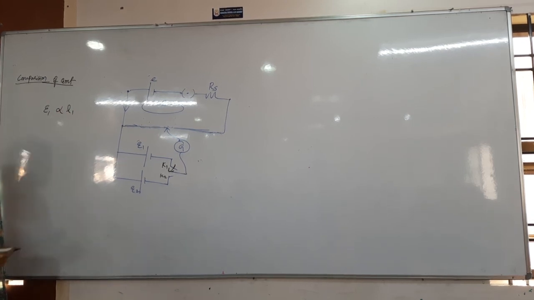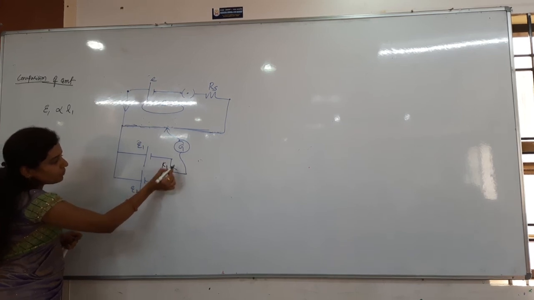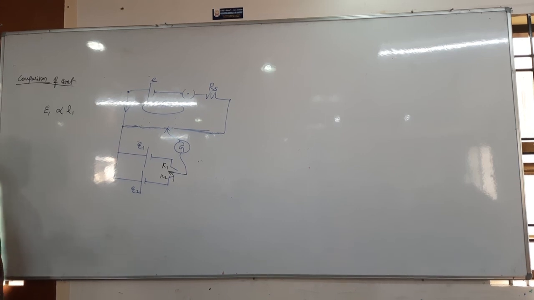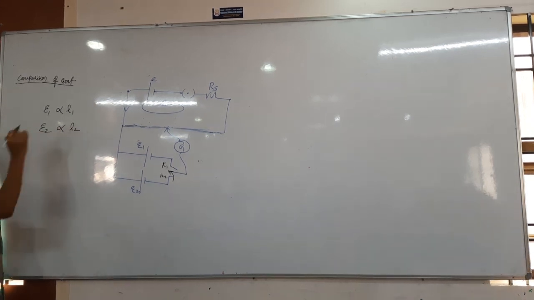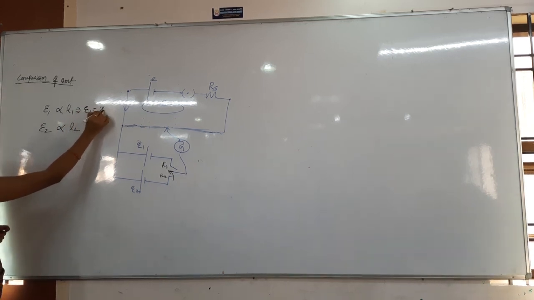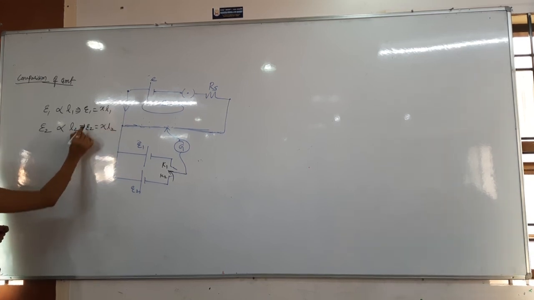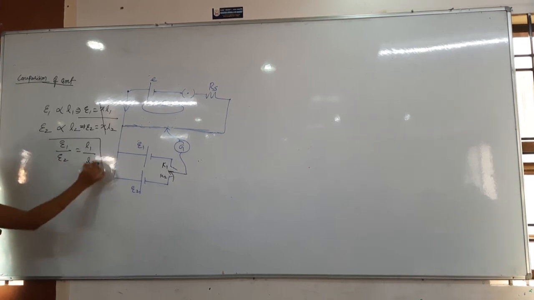Now again in the second case, what I did, nothing but I have just opened it and then closed the second one. Then which EMF is operating here? Second cell is operating, so that E2 is balancing at length L2. Now I can say E1 is equal to XL1, and then here E2 is equal to again XL2. Then whenever I just divide them, what I can write here? E1 by E2 is equal to L1 by L2.